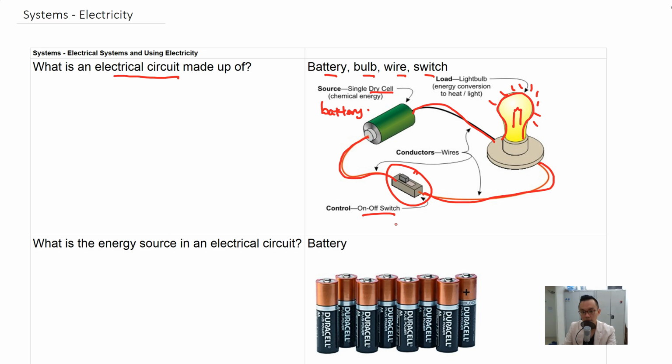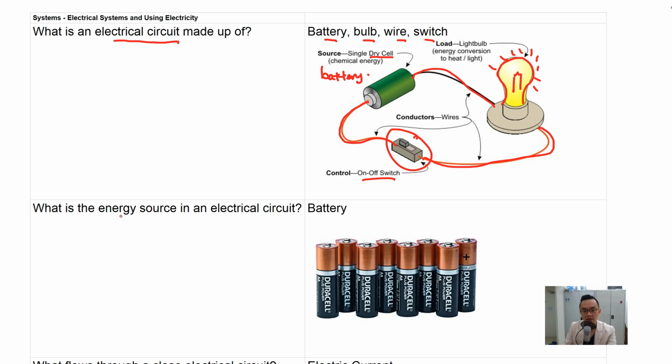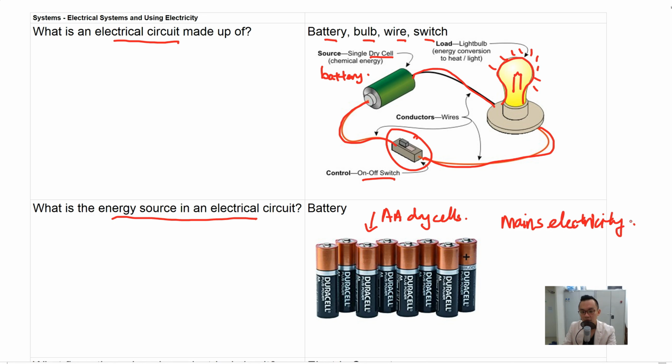or off. So what is the energy source in an electrical circuit? At primary 6 level, it's usually just a battery, which will look like this. These are AA dry cells, also known as AA batteries. Another common energy source is your mains electricity. If you plug an electric item into your mains electricity, that would be your source of energy.